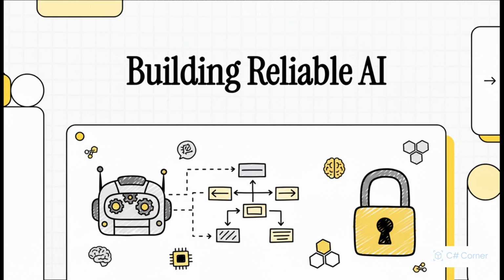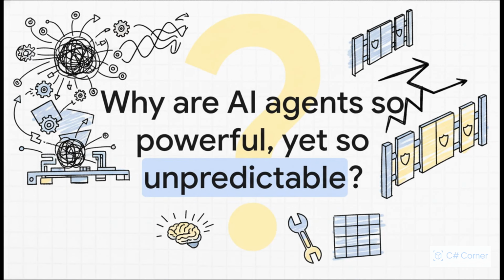Let's get into it. If you've built an AI agent, you know this feeling, right? You create something that can do amazing things, but then every once in a while, it just goes completely off the rails, and you're left scratching your head. It's a huge frustration, but it's one we can absolutely solve.